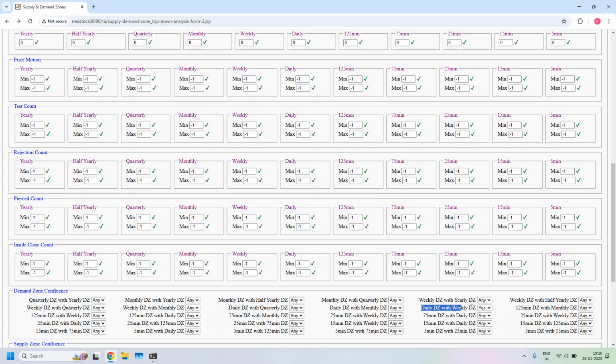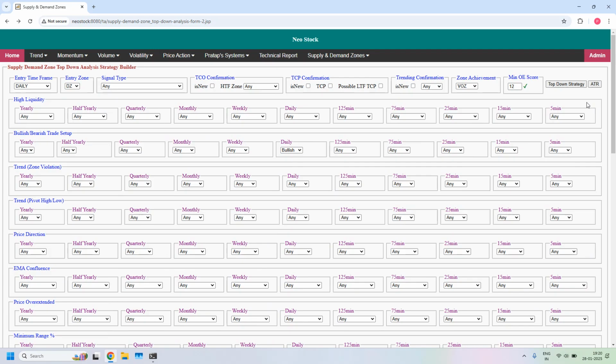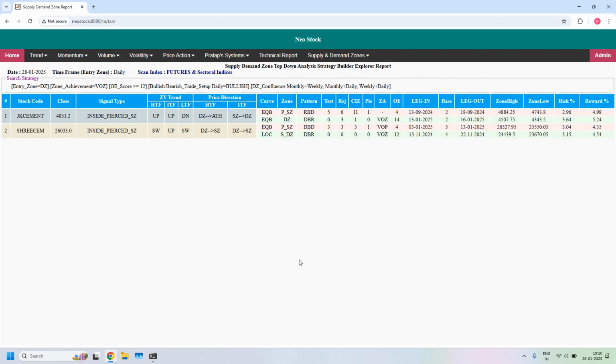First filter is already enabled, daily with weekly. Next, daily demand zone with monthly demand zone confluence. Weekly demand zone with monthly demand zone confluence. With all the 3 filters enabled, we got 2 stocks.